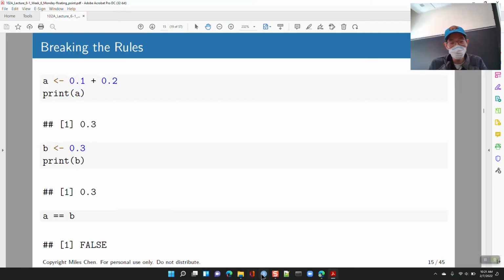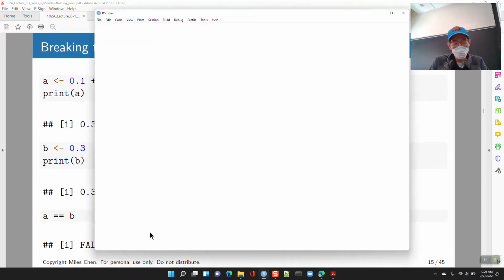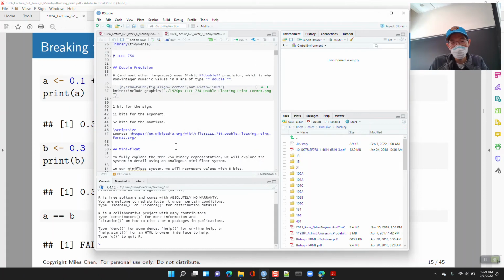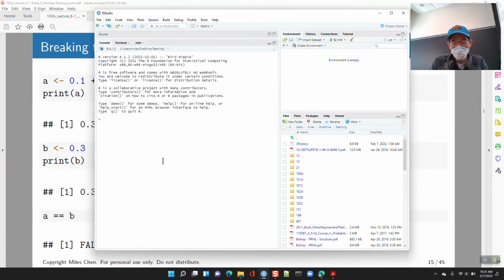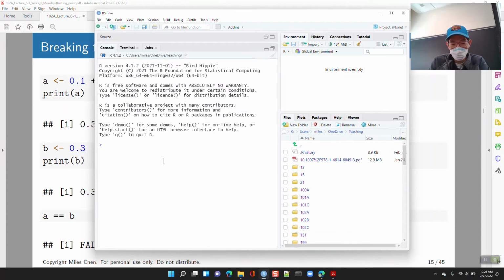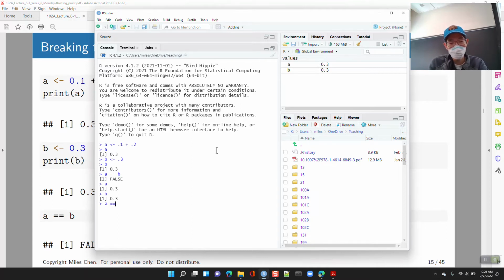I don't know if this is jarring to you or if this is just kind of like, oh, okay. But yeah, I'll demonstrate right here, if R will start up for me. Okay, so if I do A is 0.1 plus 0.2, okay? So A, it sure looks like 0.3, all right? And if I say B is 0.3, but then I say is A equal to B, it's not, right? A is that, B is that, right?